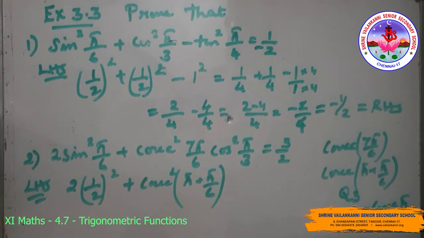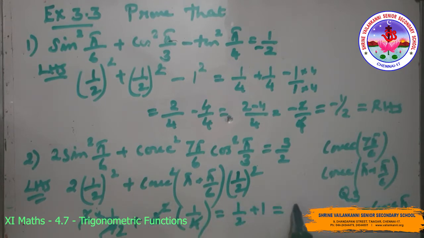So pi by 6 is cosecant 30 degree, which is 1 by sin 30. So 2 square, plus 2 square into cos square pi by 3. So cos 60 is half. So half whole square. So 2 into 1 by 4. Cancelling this we get 1 by 2 plus 2 square into 1 by 4. So 4 and 4 will get cancelled. So half plus 1 which is 3 by 2, which is right hand side.